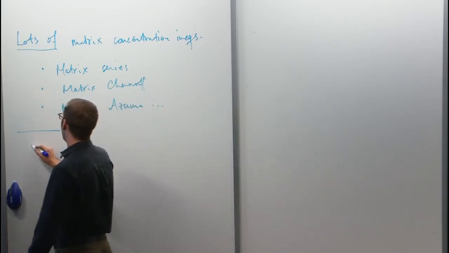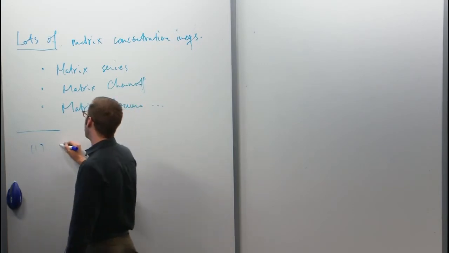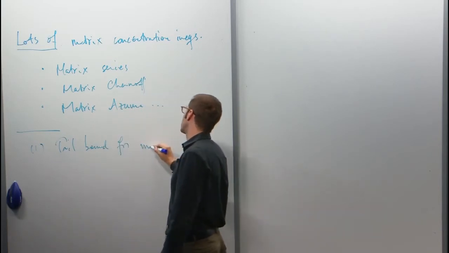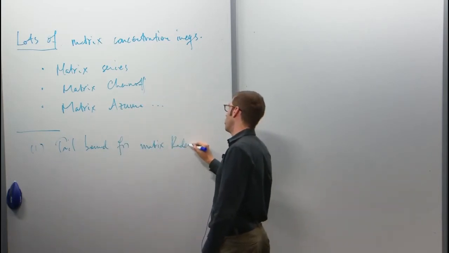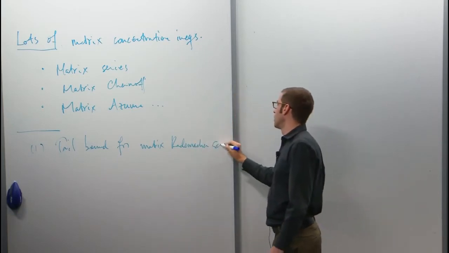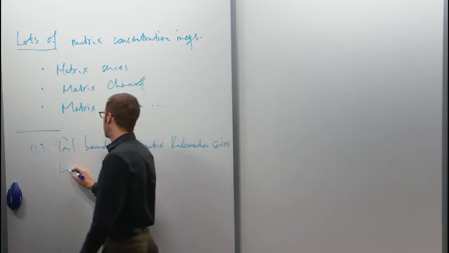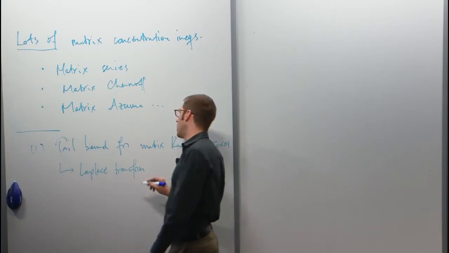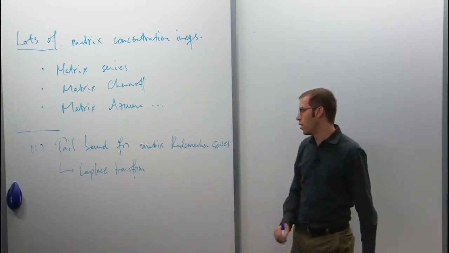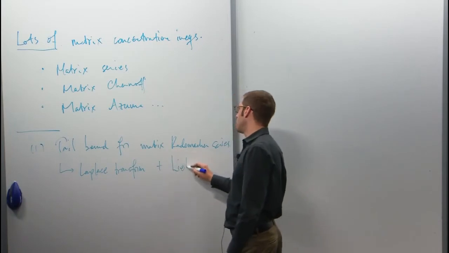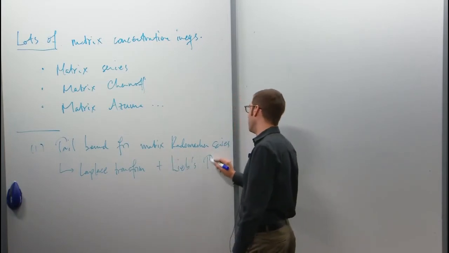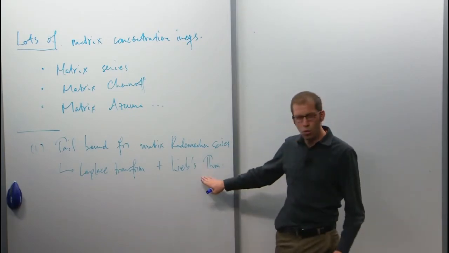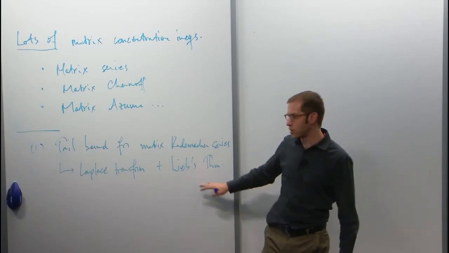So what we're going to do first is I'm going to show you how to prove a tail bound for matrix Rademacher series. I'll tell you what that is in case it's not clear. And the method of proof is the Laplace Transform method, which is the simplest way to prove scalar concentration inequalities, plus a very deep result from matrix analysis called Lieb's theorem. So that's going to be the topic of this lecture. So I'm going to show you one of the successful methods for proving matrix concentration results.